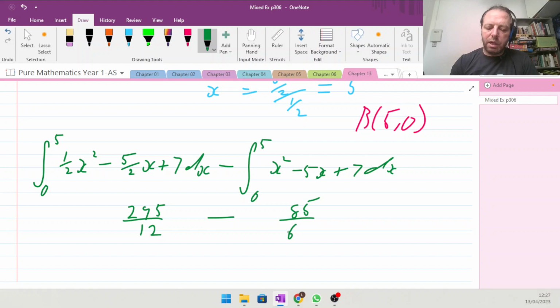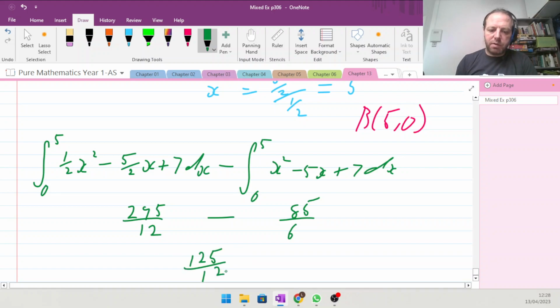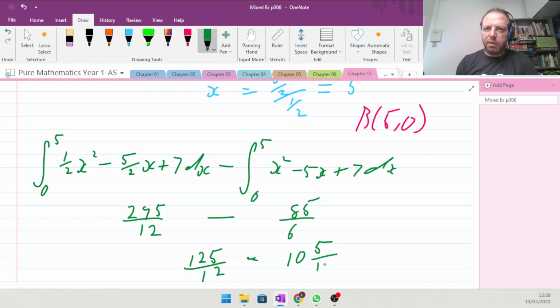So 295 over 12, take away 85 over 6, gives me 125 over 12, which is 10 and 5 twelfths. Check that at the back of the book, 10 and 5 twelfths. Okay, bit of a cheat on that.